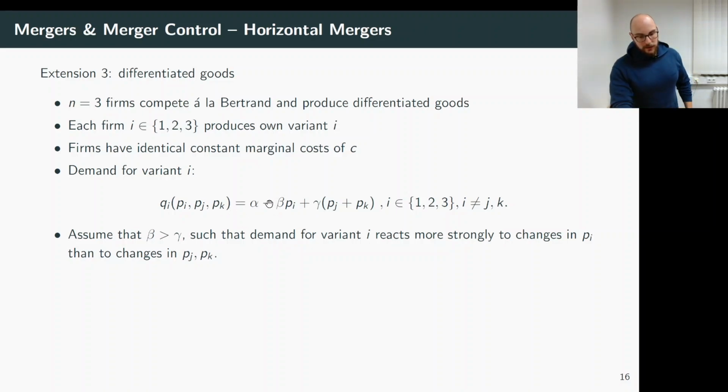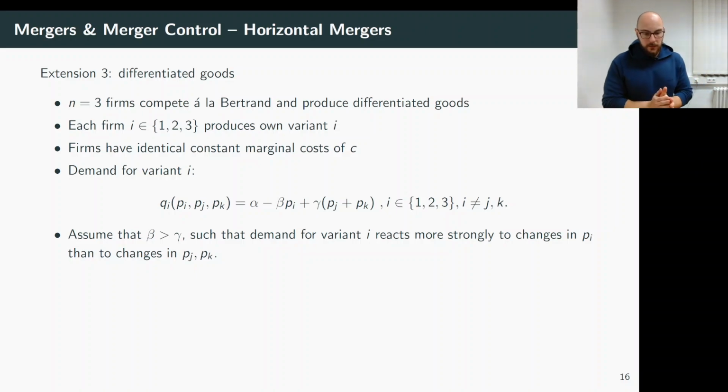And another thing to note here is that here we have a minus and here we have a plus. What does this mean? Well, we assume that the products that we're looking at here are imperfect substitutes. That means from the viewpoint of variant i, if the price for product i increases, of course your demand will go down. That comes from the minus here. But it's also plausible to assume, and also consistent, to have a plus here, because if the price for product j or product k goes up, then more consumers would, ceteris paribus, purchase product i, because it is relatively cheaper than the other products.